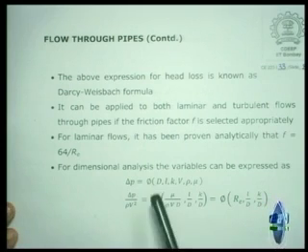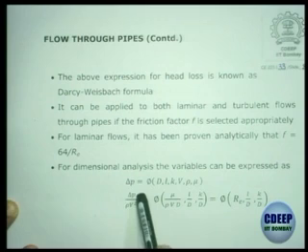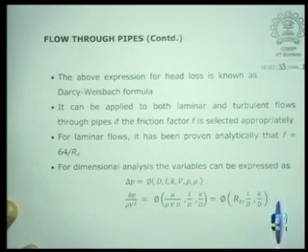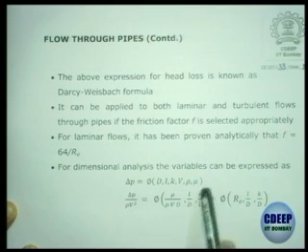But it is sufficient if you imagine now that all these terms can be combined in groups, and each one of them is a non-dimensional parameter, meaning it is a ratio of similar quantities. A force by force is non-dimensional, length by length is a non-dimensional quantity, as you see here, L by D. These are the length dimension, length dimension, length dimension, length dimension. So, these are all non-dimensional quantities.